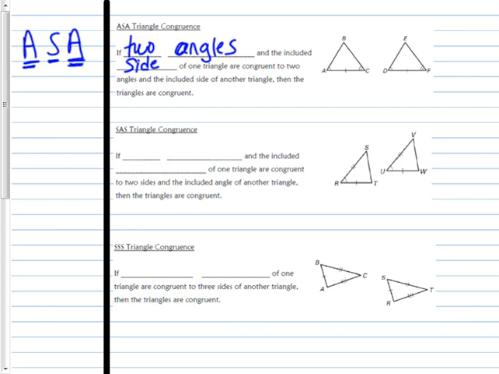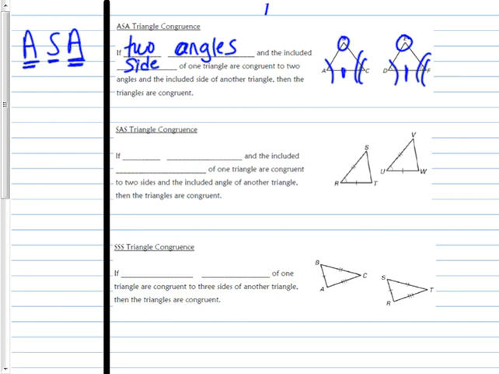So we have angle A is congruent to angle D. Angle C is congruent to angle F. And then the included side, or the side in the middle, AC, is equal to DF. Because we only know those three pieces of information, it's enough to tell us that the whole triangle is congruent. That means that angle B would be congruent to angle E, and so forth. Okay? So that's the angle side angle triangle congruence.